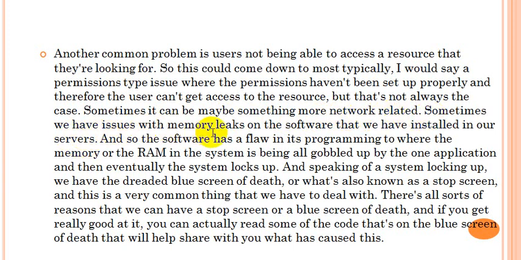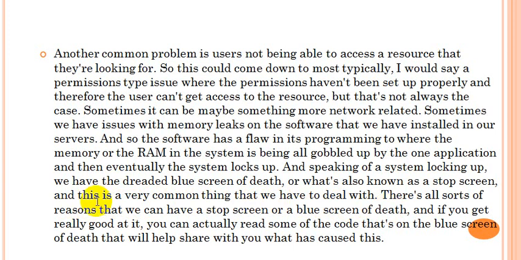Sometimes we have issues with memory leaks in the software that we have installed on our servers. The software has a flaw in its programming where the memory, or the RAM, in the system is being all gobbled up by one application, and then eventually that system locks up. And speaking of a system locking up, we have the dreaded blue screen of death, also known as a stop screen. This is a very common thing that we have to deal with.